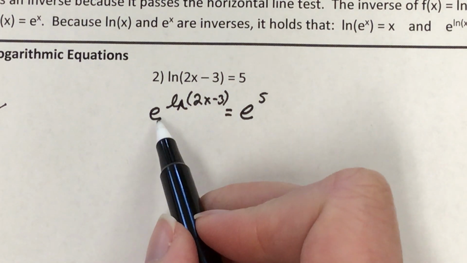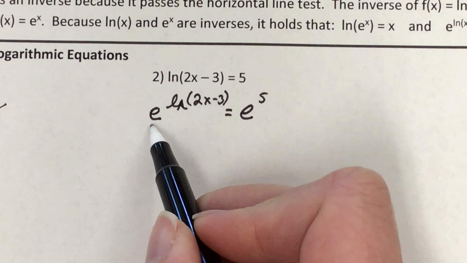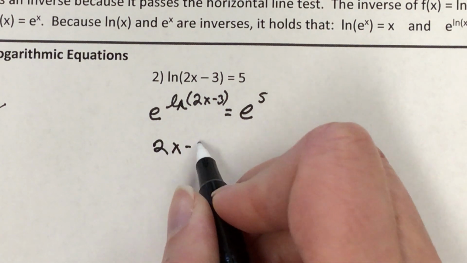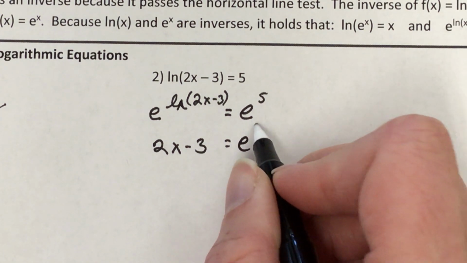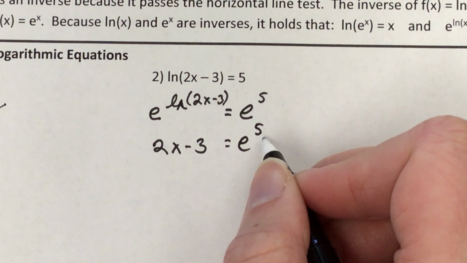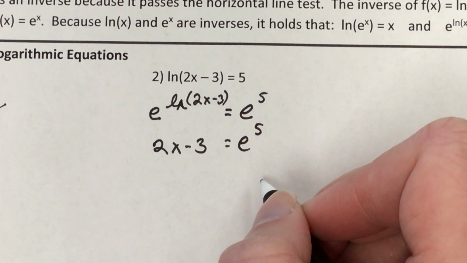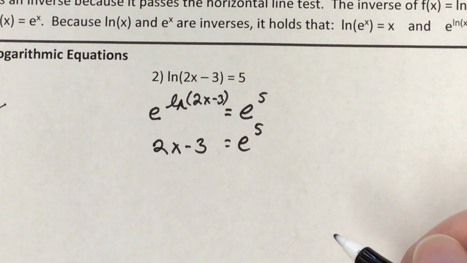All right, e to the natural log of that, since e and natural log are inverse operations of each other, we're just left with 2x minus 3 equals. Then we bring down e to the 5th power. Again, e to the 5th is a constant. You can find that number in your calculator. It is an awful looking decimal, but it is a number.